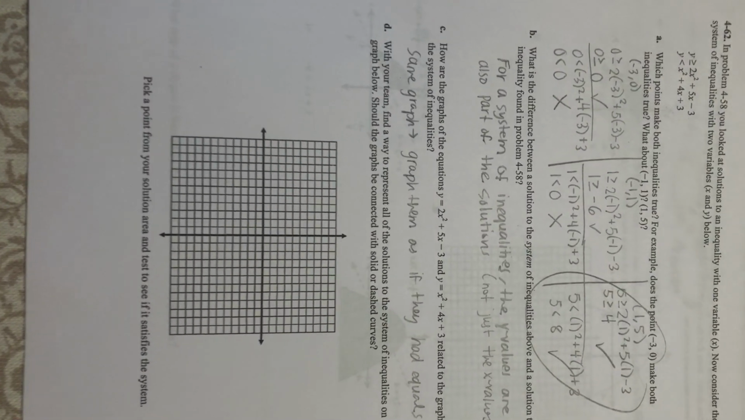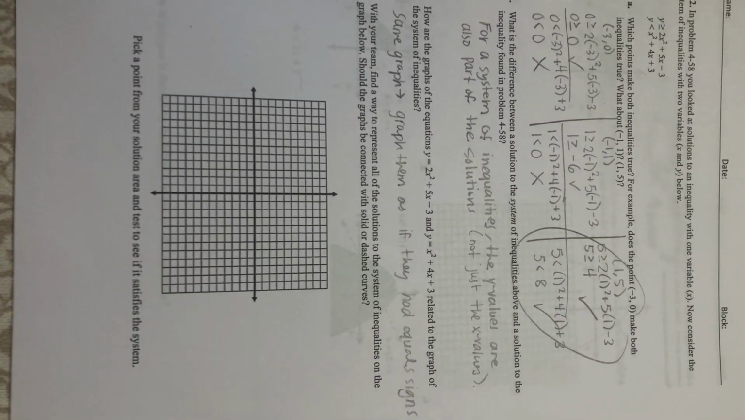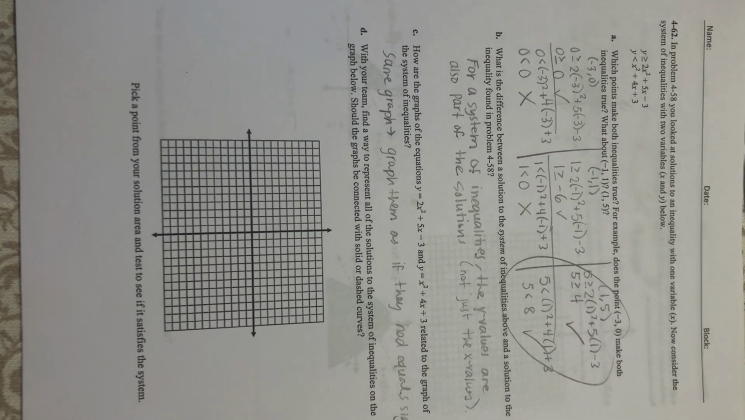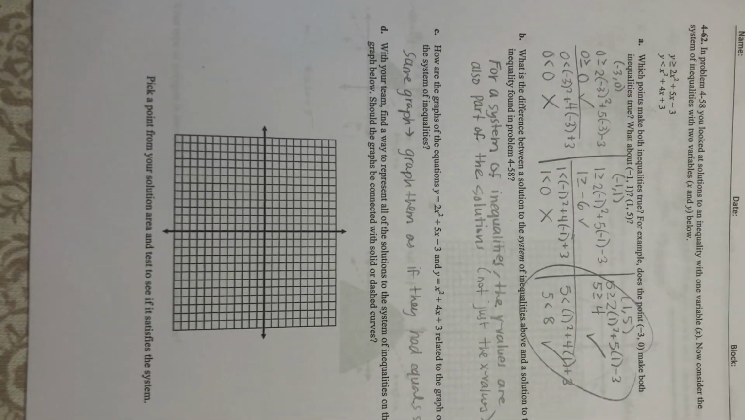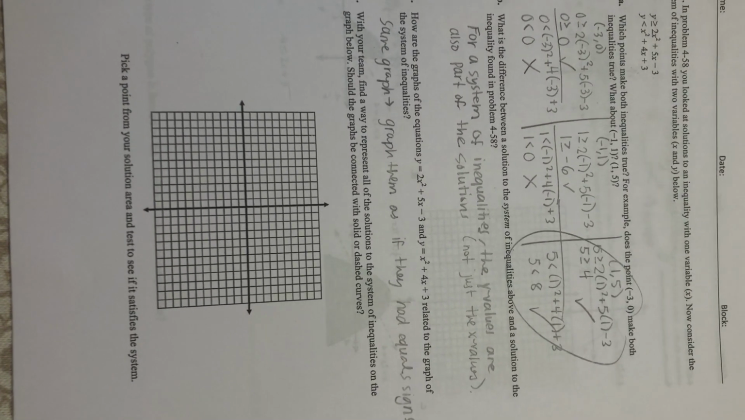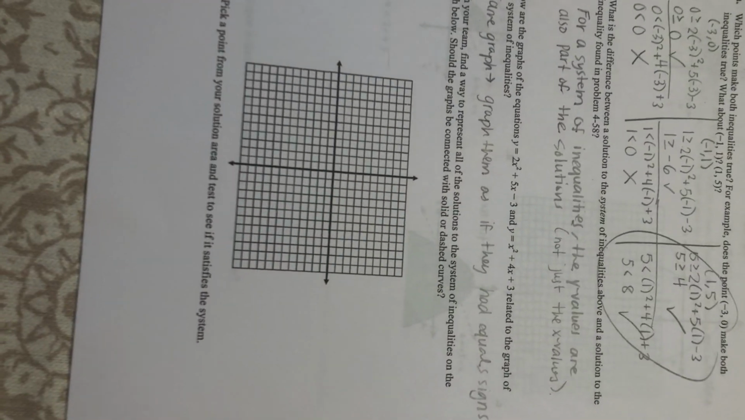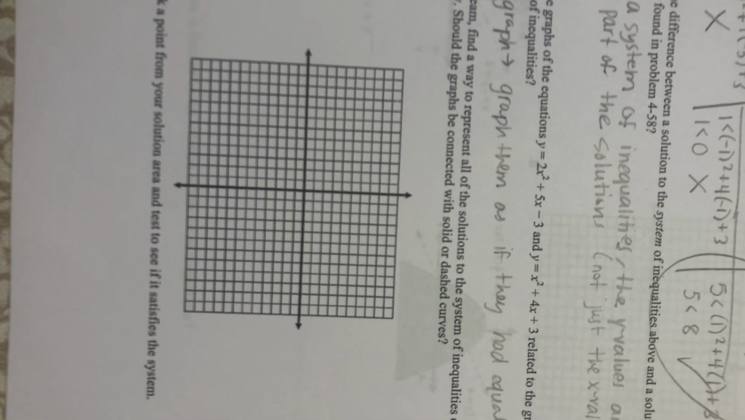And that brings us to the last part, which is letter D, where we actually solve this and represent all the solutions. So in letter D, it says with your team, and obviously you're just doing it by yourself, find a way to represent all of the solutions to the system of inequalities on the graph below. Should the graphs be connected with solid or dashed curves? So although we haven't done an example like this, it really does relate to your number line where you use an open circle or a closed circle and you draw your arrow to represent where the solutions are. But in this case, we're going to shade, which is why I suggested that you have some colored pens, markers, pencils, highlighters, whatever you can use to shade.